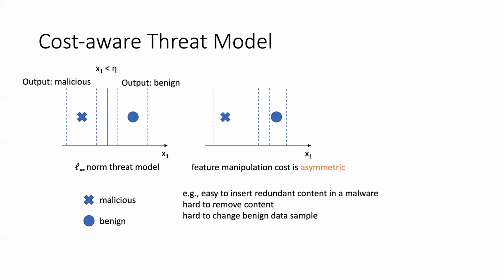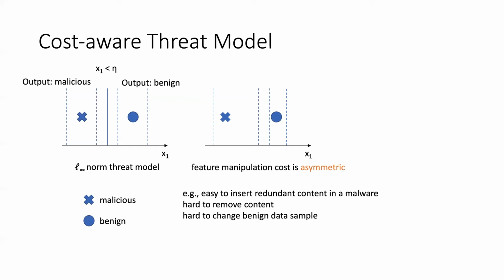However, in practice, feature manipulation cost is asymmetric, which cannot be captured by the L infinity norm threat model. We show an example that for the malicious data point, it is easier to increase feature x1 than to decrease it, and it is hard to perturb the benign data point.